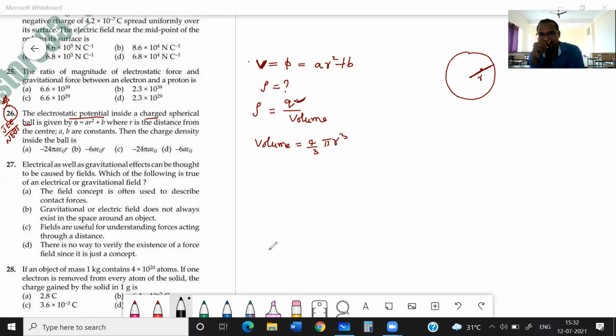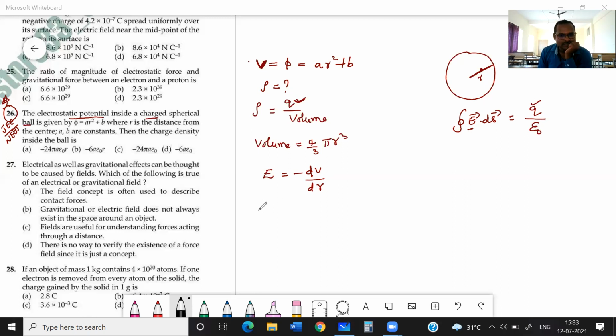For this charge, you can use Gauss law. Clear, students? What is Gauss law? As you know, the surface integral of electric field over a closed surface is equal to the charge enclosed divided by epsilon naught. So if you want the charge, you need to find the electric field first. There is a relation between electric field and potential: E is equal to minus dV by dr. Electric field is the negative of the potential gradient. It is a very important formula, and we will discuss its derivation.